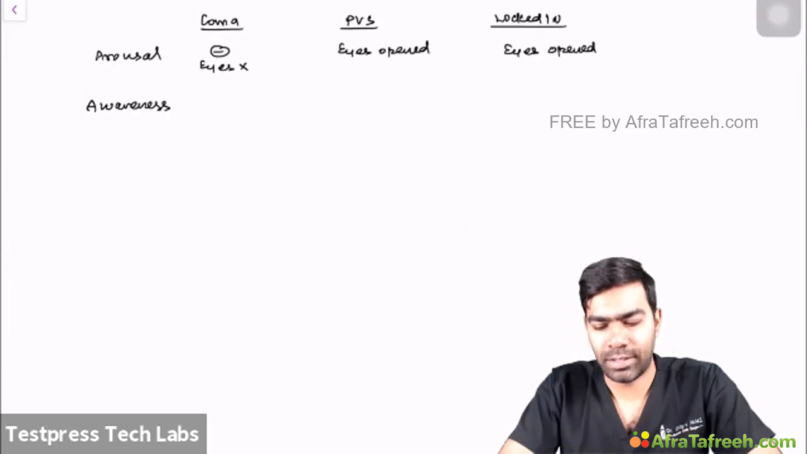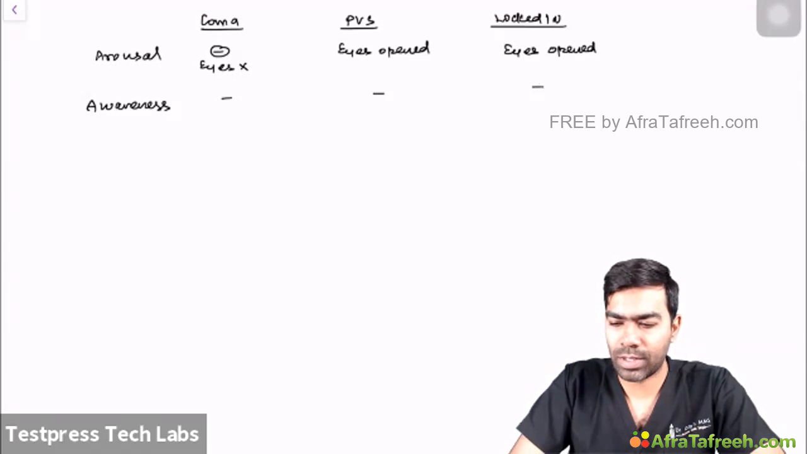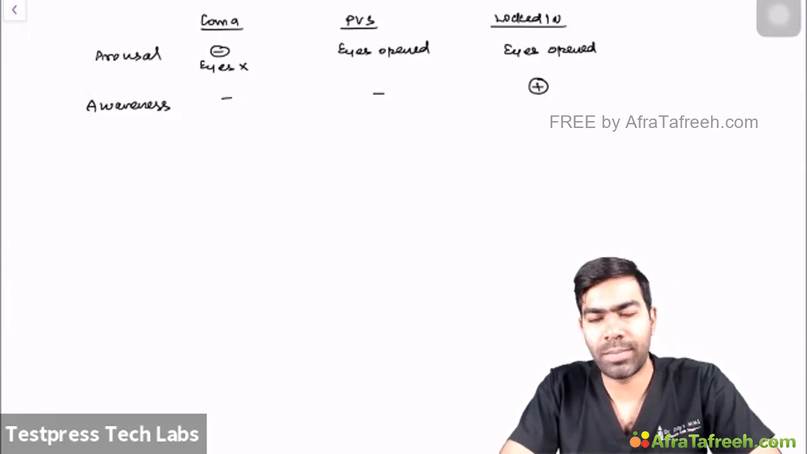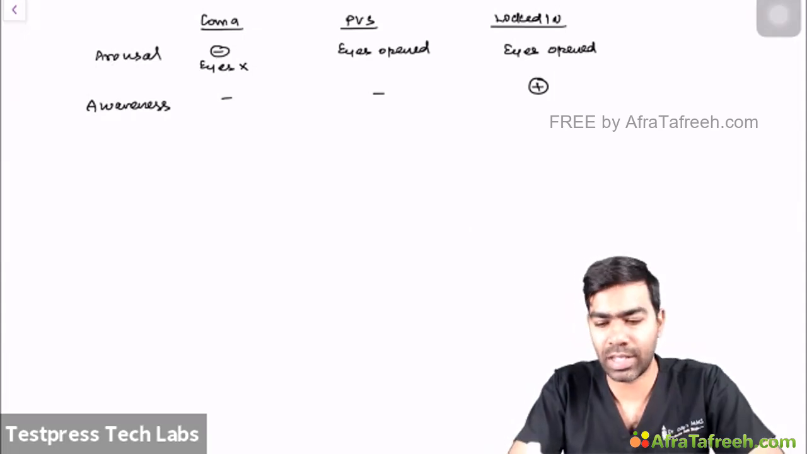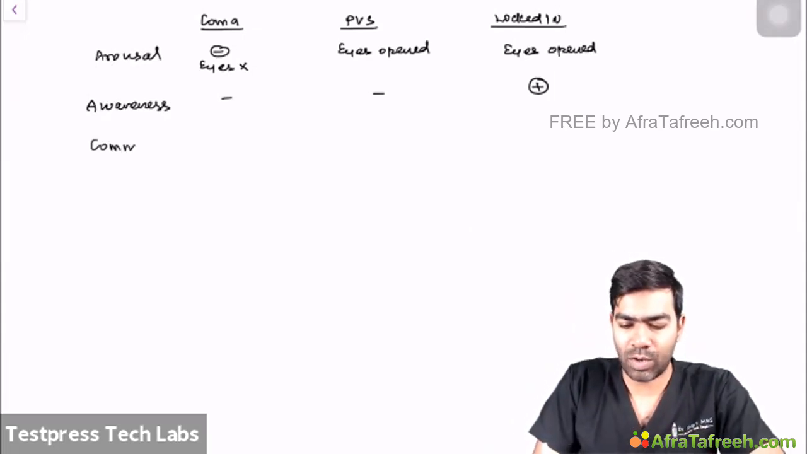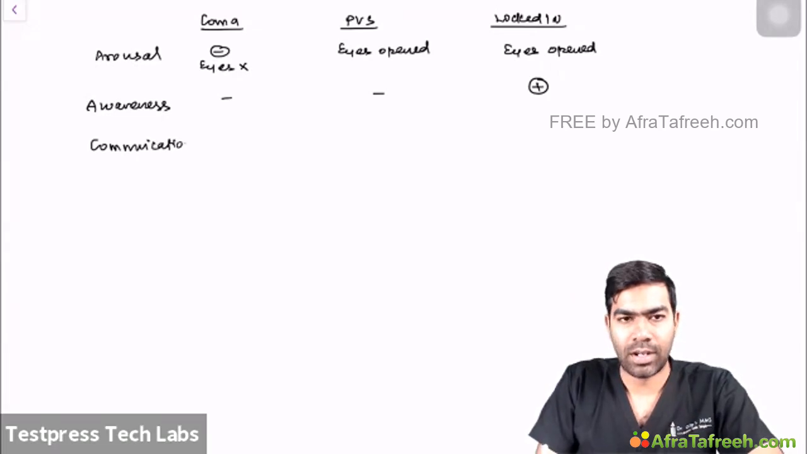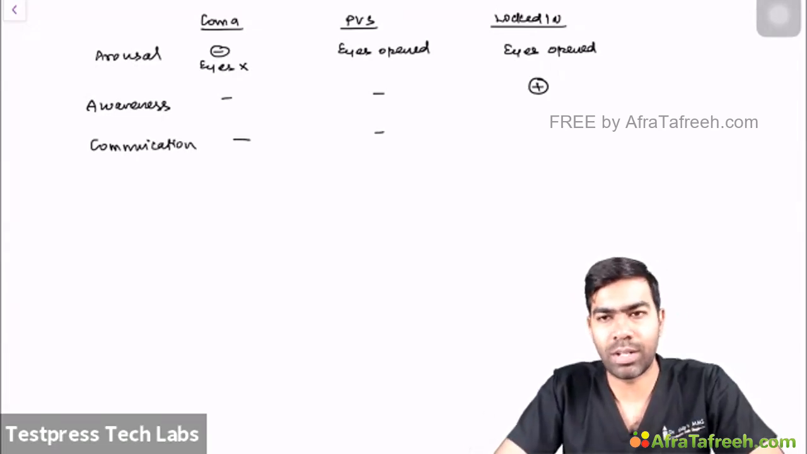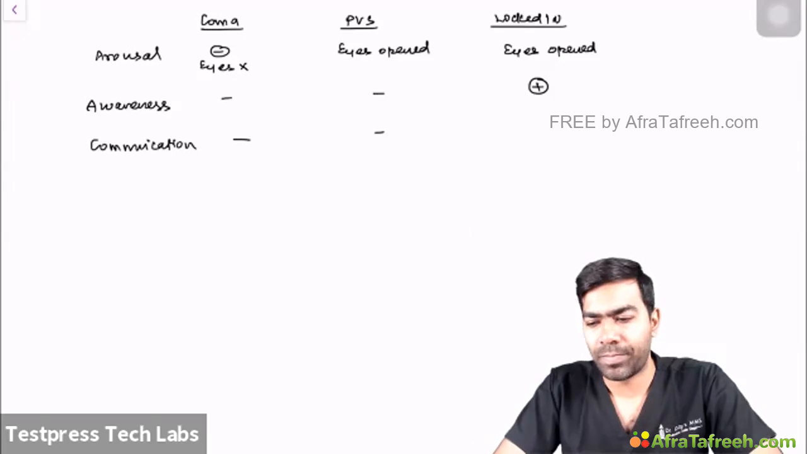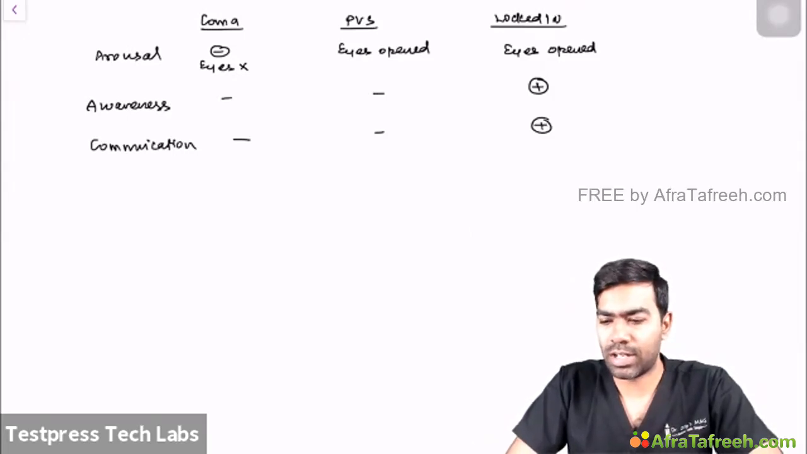What about awareness? Whether they'll be aware of the surroundings or not? In a coma and PVS, no. As I told you, in locked-in state, the patient will be aware of the surroundings. They can feel the suffering also, pain, temperature, everything they can feel. And what about communication? Communication is impossible in the other two states. But in locked-in state, communication is possible.